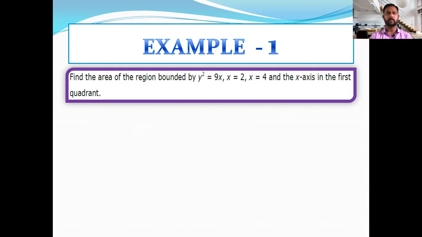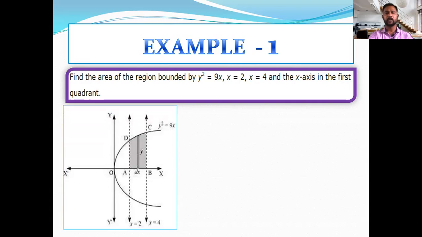Definitely it represents a parabola. Which type of parabola? In this equation, x is linear. Therefore, this represents a parabola open towards the positive x-axis, symmetric with respect to the x-axis. Here is the graph for that. So the main step for this is reading, understanding the question, and drawing the perfect figure for that.